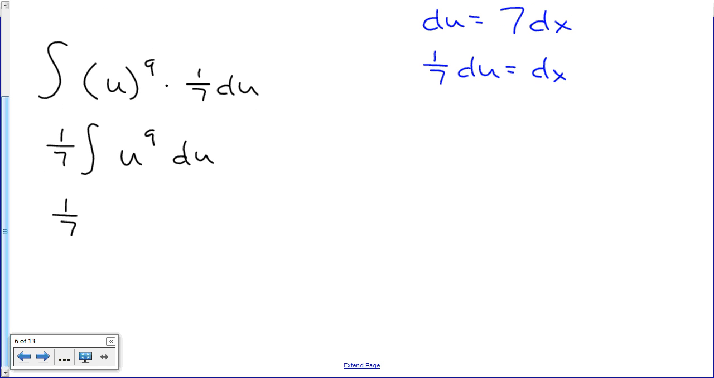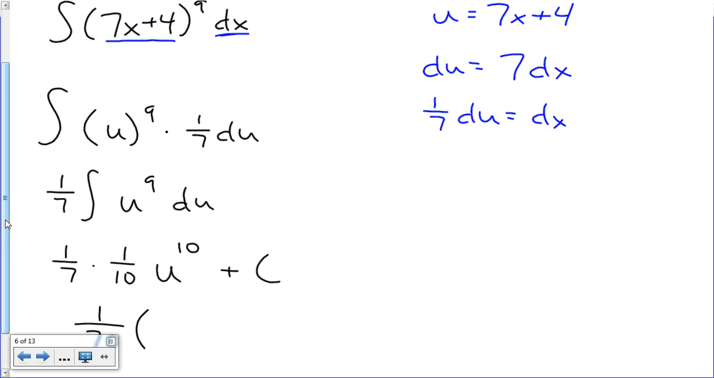The 1/7 stays out front. Follow your power rule here for integrating u to the 9th. Again, you add 1 to the exponent, so it's u to the 10th. You multiply by the reciprocal, 1/10, or divide by 10. And of course, we always add on c at the end with an antiderivative. And then finally, replace u with what it's equal to. I'll go ahead and combine the 1/7 and 1/10. That's 1/70th. And then u was equal to 7x plus 4, so I'm going to replace that with (7x plus 4) to the 10th plus c.